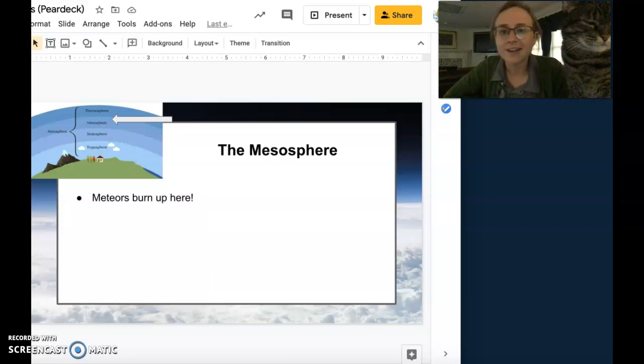Okay, next up we're on the mesosphere. The mesosphere is where meteors burn up. That's a way you can remember it. It's kind of in the middle. Meso means middle. Okay, that's all I got for mesosphere.